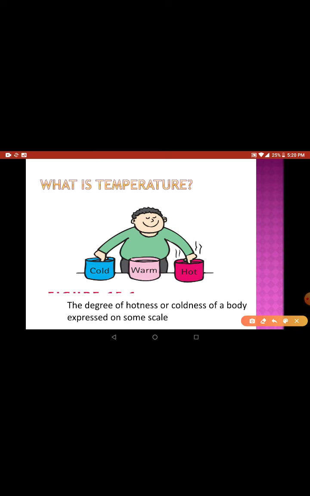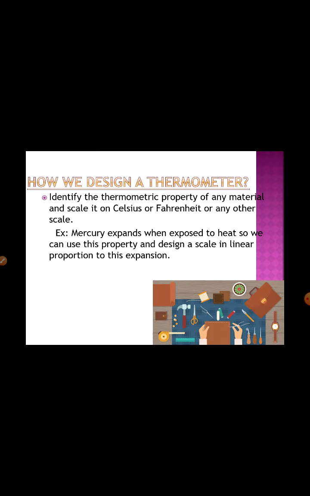So we are in quest of that. That is why we need a thermometer, a temperature measurement device, which can tell whether a substance is hotter or colder, and how much hotter or how much colder, right? So how do we design a thermometer?